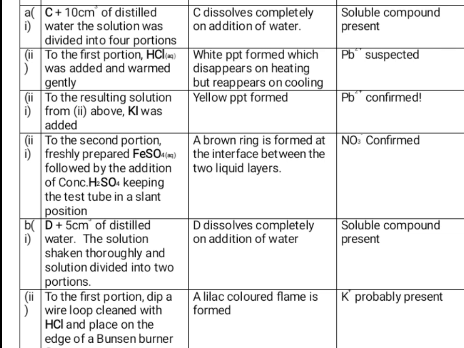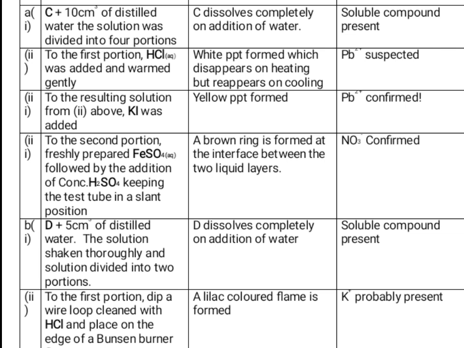You'll be asked to dip a wire loop into the solution and place the wire close to the edge of a Bunsen burner flame. If a lilac colored flame is observed, then potassium ion is present. That's the flame test, a confirmatory test for potassium ion.